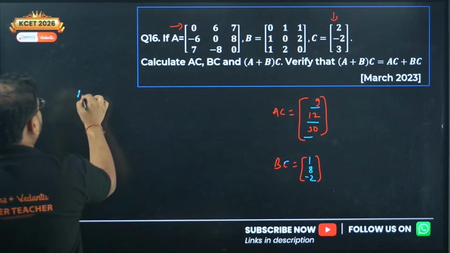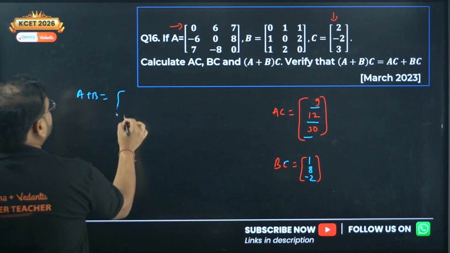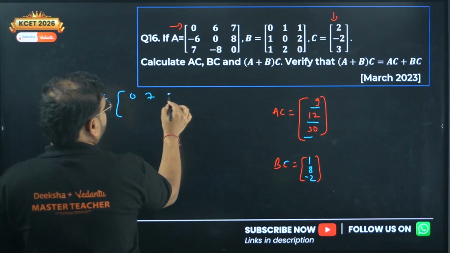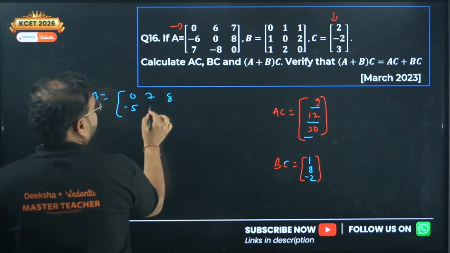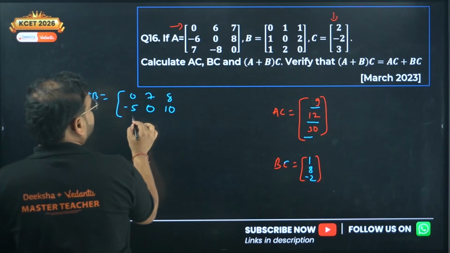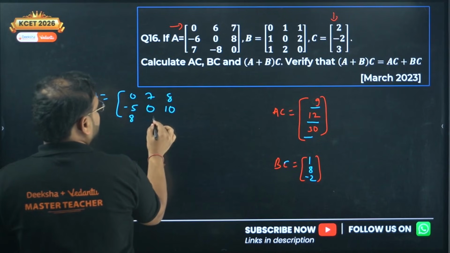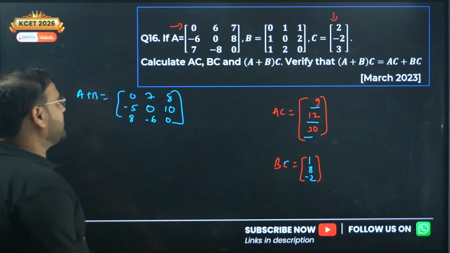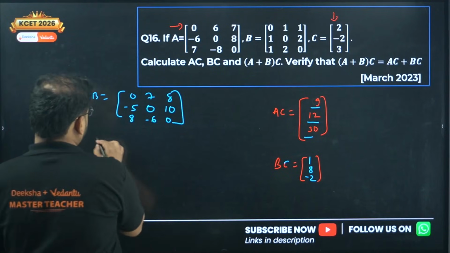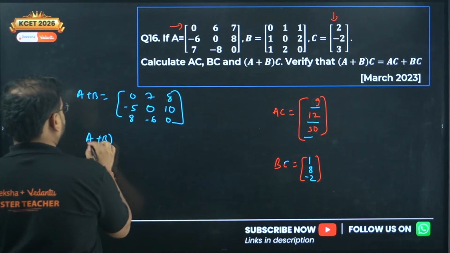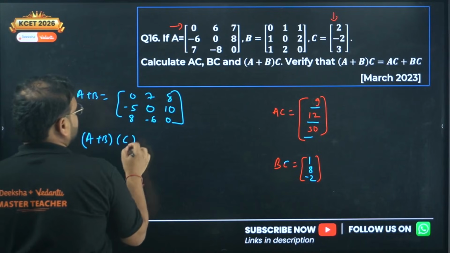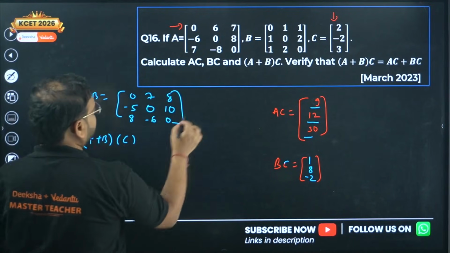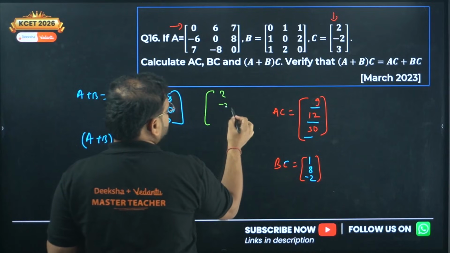Let's find that. A plus B, add these two: 0, 7, 8, minus 5, 0, 10, 8, minus 6, 0, minus 6 and 0. This is my A plus B. Into C we have to do again. Into C. So check here. We're going to multiply this over here with this particular condition. 2, minus 2 and 3.